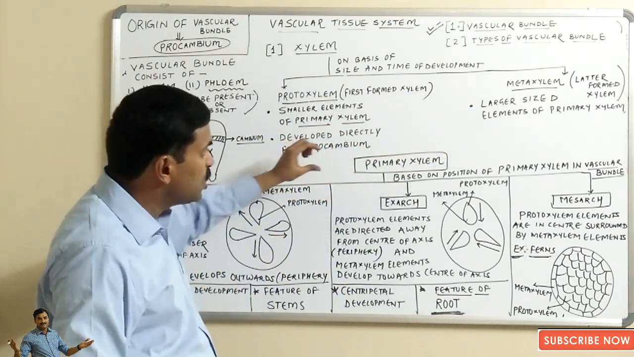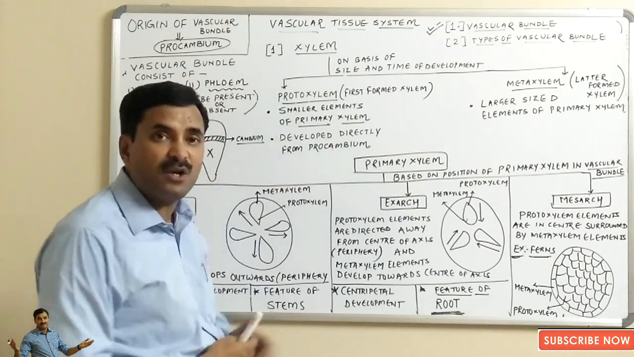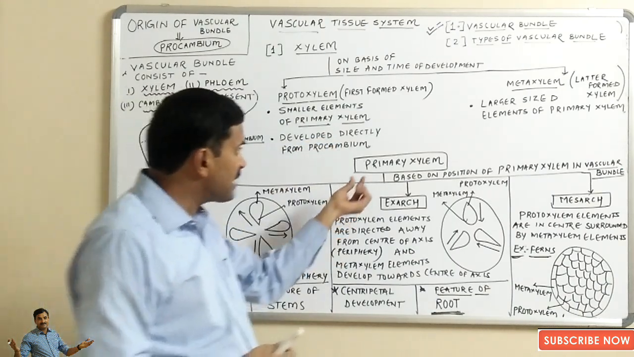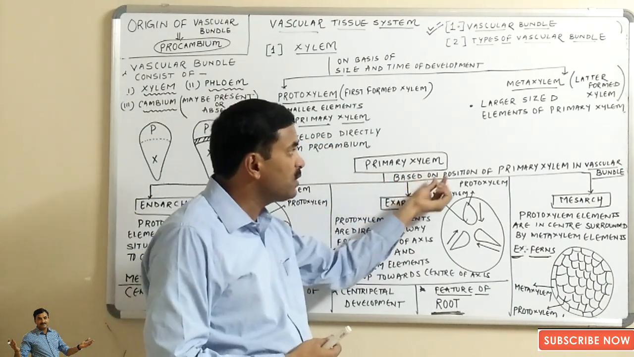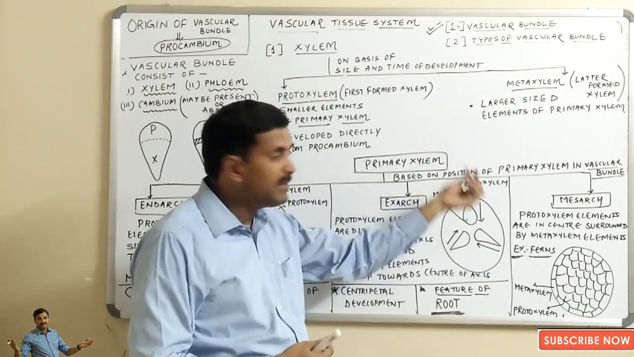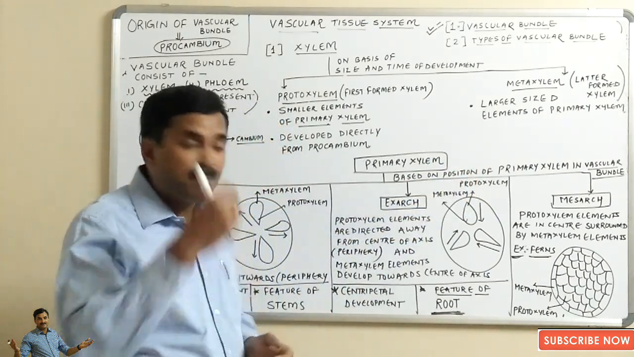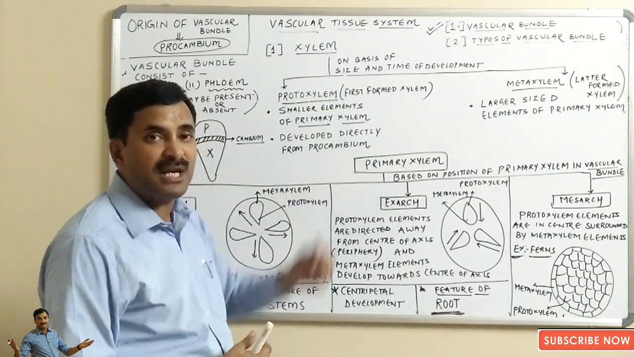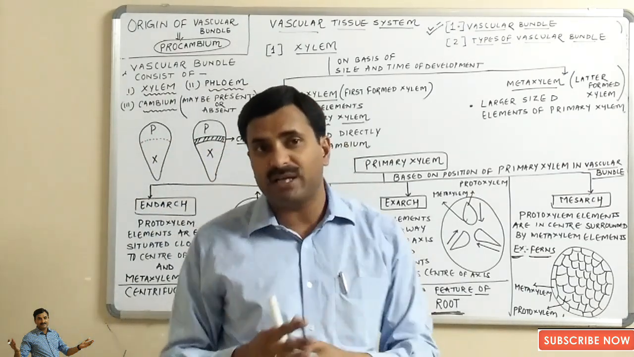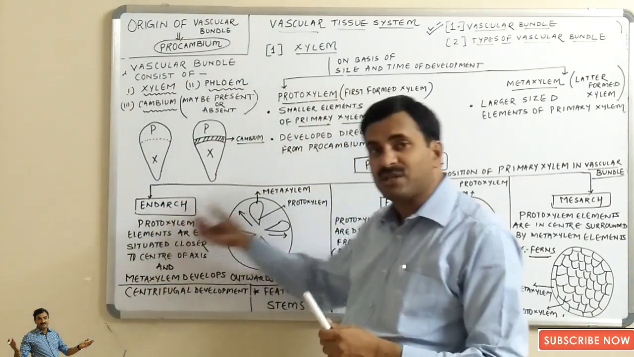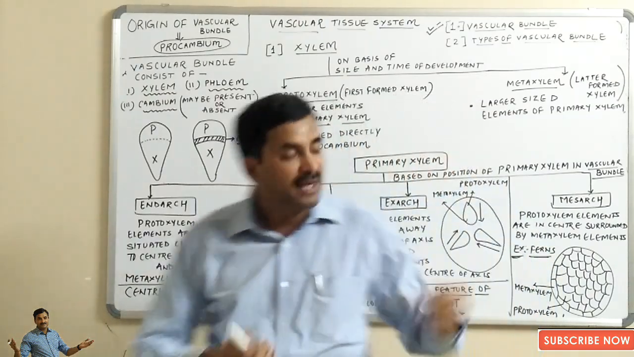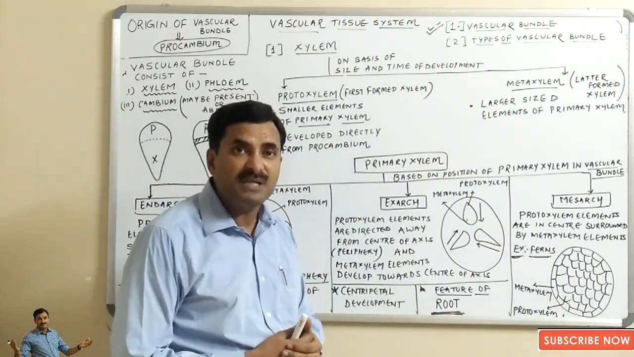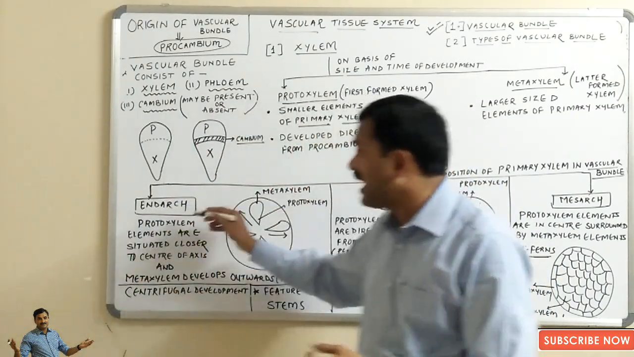Now let's have a look at another classification of the primary xylem, but this time the classification is based on the position of the primary xylem in the vascular tissue. Based on the position of the primary xylem in the vascular tissue, the primary xylem is categorized into three categories. One is known as the endarch condition, another is known as the exarch, and the third condition is known as the mesarch condition. Now what is the endarch condition?